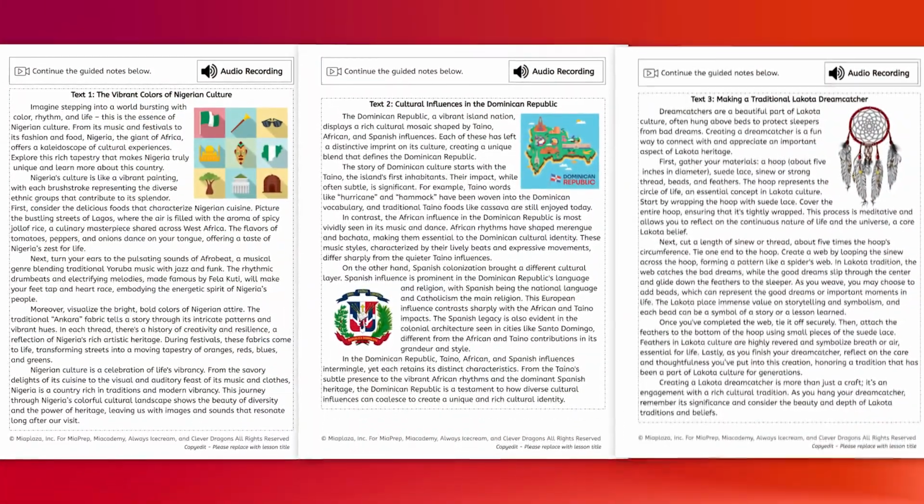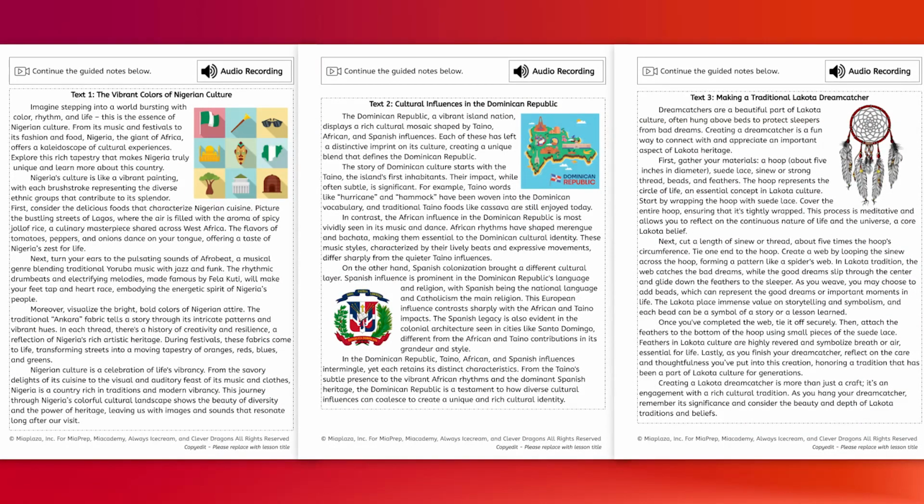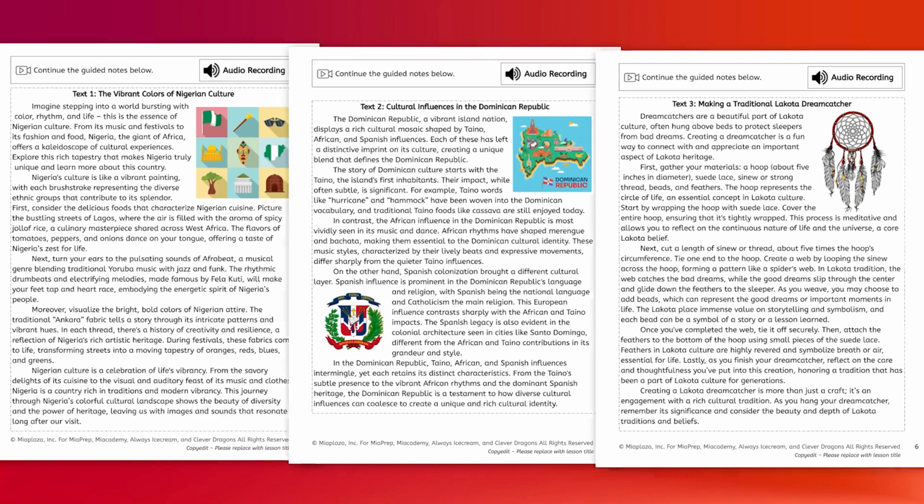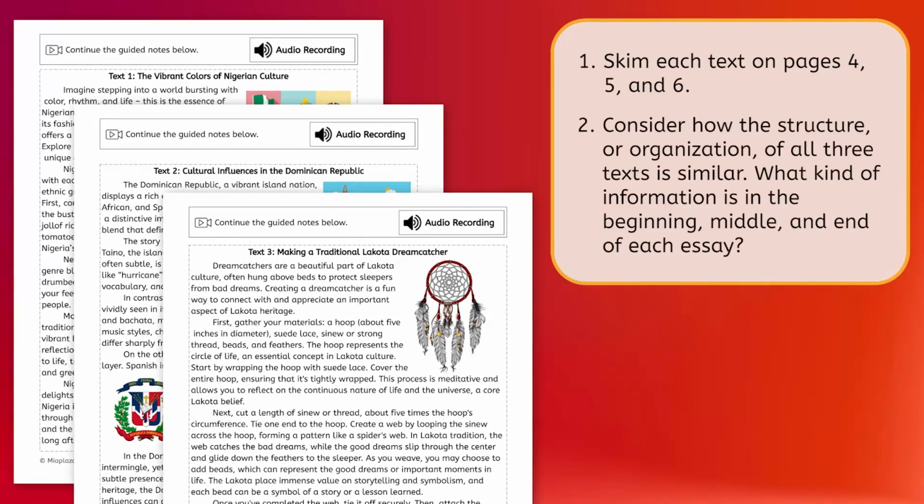In your PDF are 3 informative texts about the Nigerian, Dominican, and Lakota cultures. All 3 have some similarities in their structure, or the way they're organized. Skim them and consider how the structure or organization of all 3 texts is similar. What kind of information is in the beginning, middle, and end of each essay? Pause to think and record your ideas in your PDF, then resume to discuss.